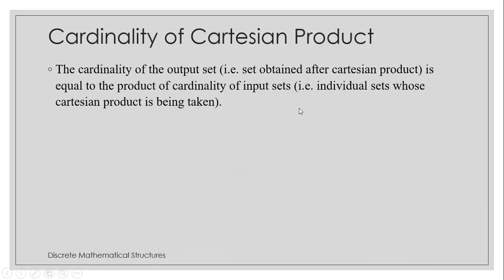Now, cardinality of Cartesian product. The cardinality of the output set, that is the set obtained after Cartesian product, is equal to the product of cardinality of input sets, that is individual sets whose Cartesian product is being taken. Now, cardinality of a set means number of elements in a set. I have covered the cardinality of a set in another video. You can find the link to that video in the description. So, to find the cardinality of A cross B, we have to take the product of cardinality of input sets.